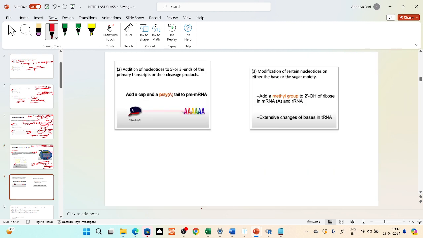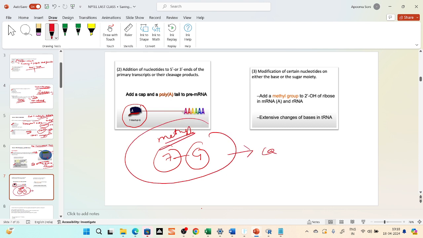Then addition of nucleotides to the 5 prime or 3 prime ends. If this is your RNA, at the 5 prime end there is 7-methyl guanosine. That means at the 7th position of guanosine, a methyl group is added. This is your capping. And at the 3 prime end, you have a tail of adenosine moieties. Because many adenosine moieties are added at the 3 prime end, we call it a poly A tail. This is another kind of modification.